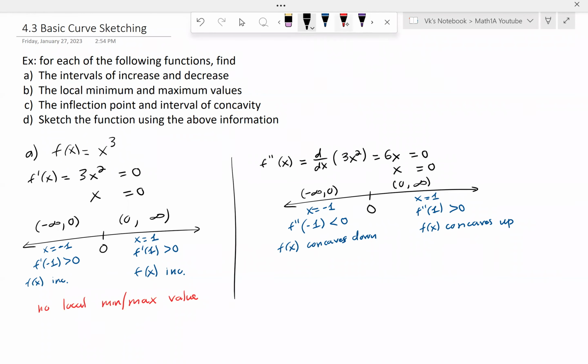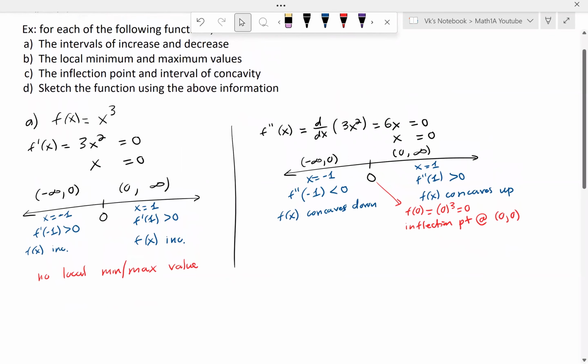Might as well figure out exactly the coordinates here. f of 0 is 0 to the power 3, which is 0. So the inflection point is at (0, 0). Using this information, yay, we can sketch the function. Let's sketch this out.